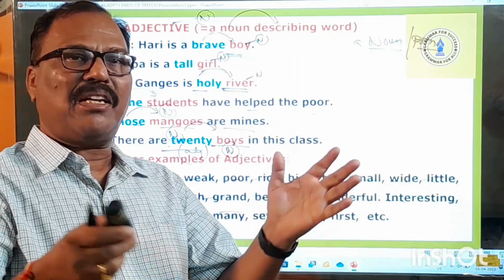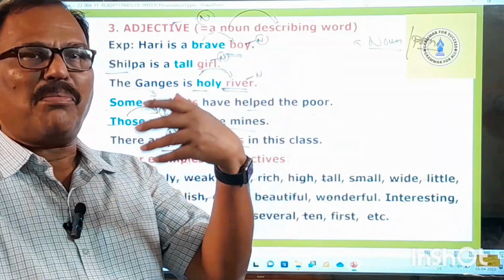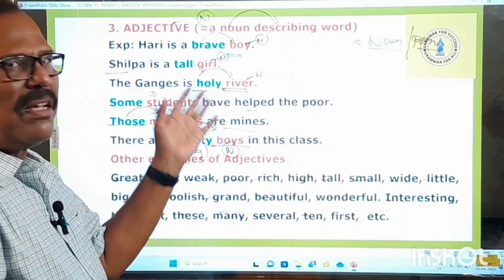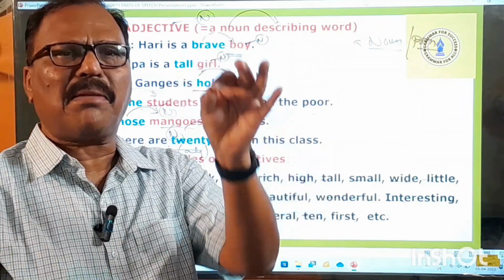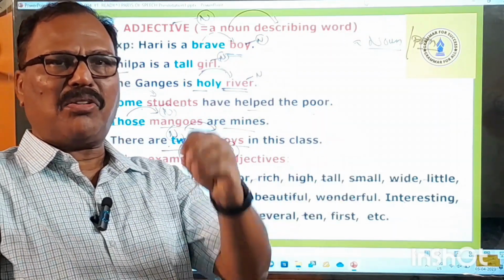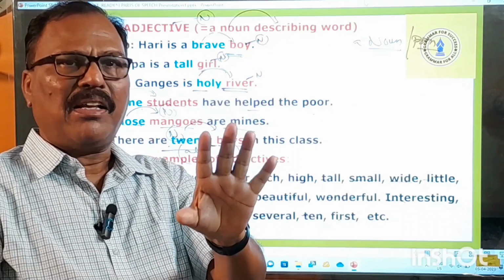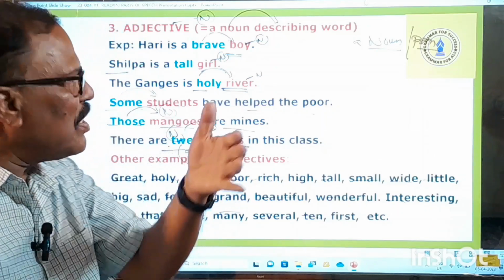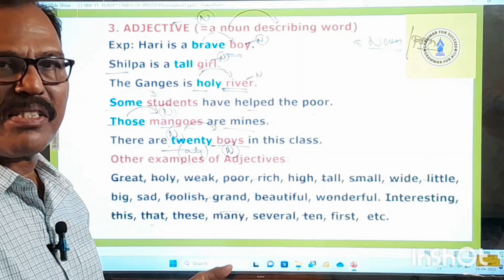If you want to shine in life, if you want to get through some competitive examination and get a good job, you must learn all such things, because English is a compulsory subject in almost all the competitive examinations. 30 marks or 25 marks or 35 marks will be there. So how can you score these marks? Unless you listen to all of them with patience.